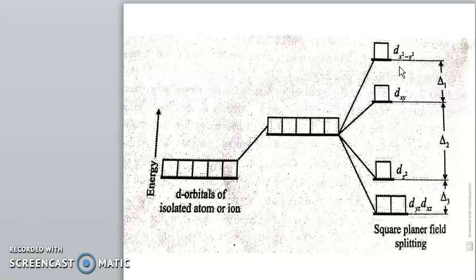So today we have seen two types of crystal field splitting, and in the last lecture we saw the octahedral crystal field splitting. Today we have seen the distorted octahedral, or nothing but the tetragonal, and now the square planar. Okay, now we stop here; we will discuss the rest in the next lecture.